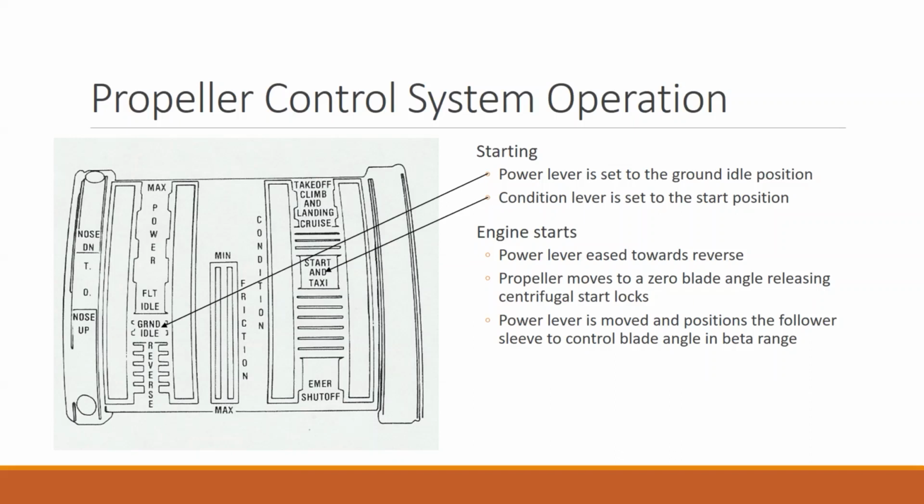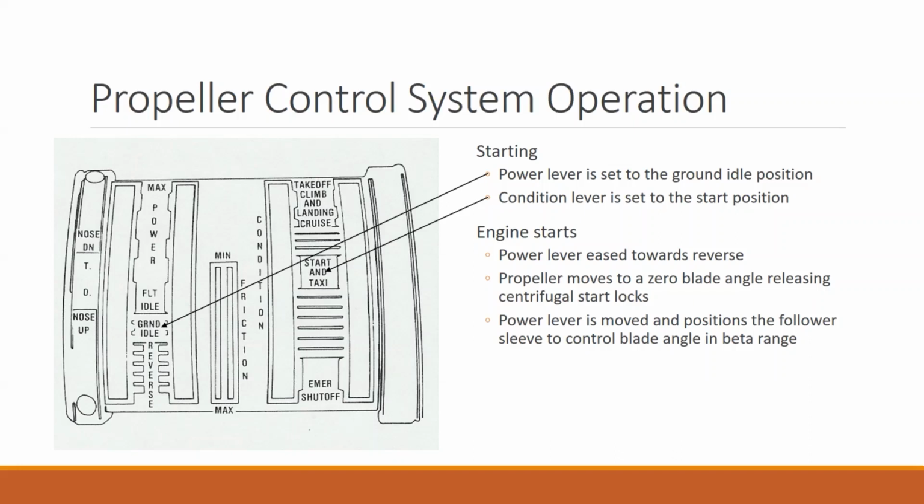So the prop moves to the zero blade angle. That releases the centrifugal locks. They snap out and move outboard away from the hooks. And now you can move, as long as the RPM stays above whatever speed it takes to get those start locks to move out of the engaging position.